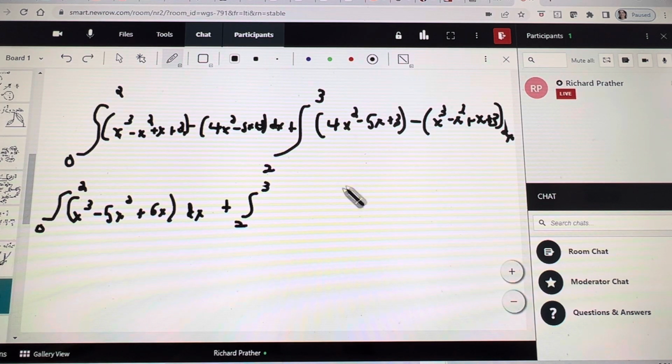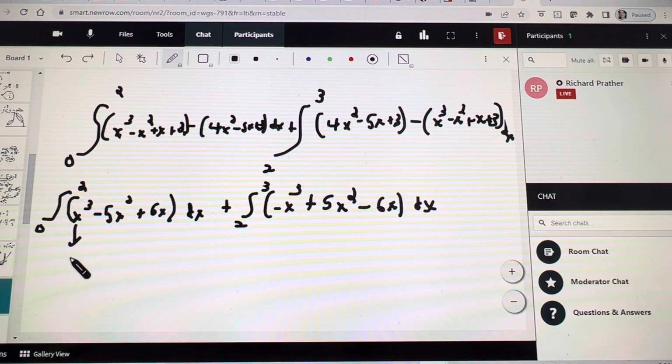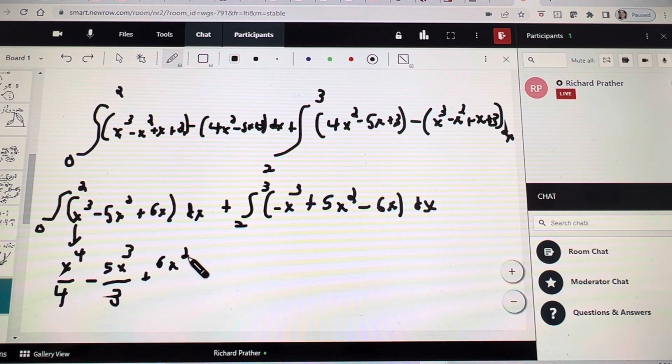And on this one, it should just reverse. The x cubed should be negative. The negative 5 should be positive. And the 6 should be negative. So increase the exponent by 1, divide by that same amount. Increase the exponent by 1, divide by that same amount. Increase the exponent by 1, divide by that same amount.